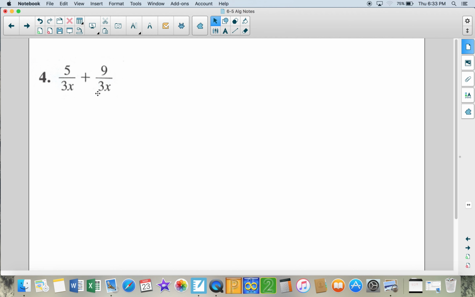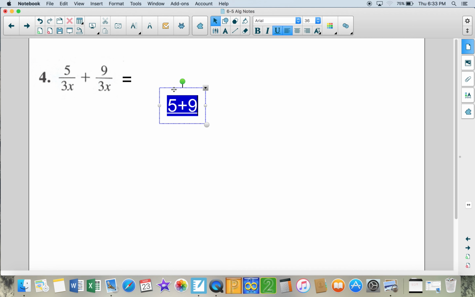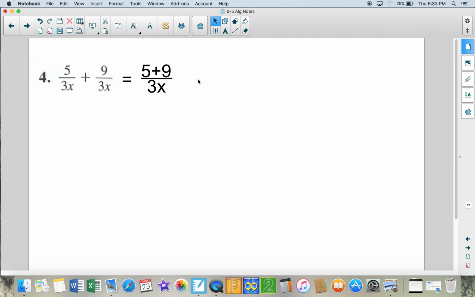Again, we have common denominators. Now we have a variable in the denominator, but that doesn't change anything. As long as those two denominators are the same, we are allowed to combine the numerators. 5 plus 9 is 14, not 14x, excuse me, 14 over 3x. Now in this example, we can't simplify. There's no common factor that goes into 3 and 14. So we leave it as 14 over 3x. x needs to stay in the denominator.